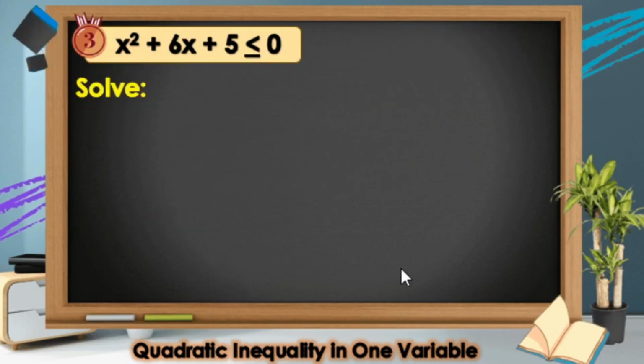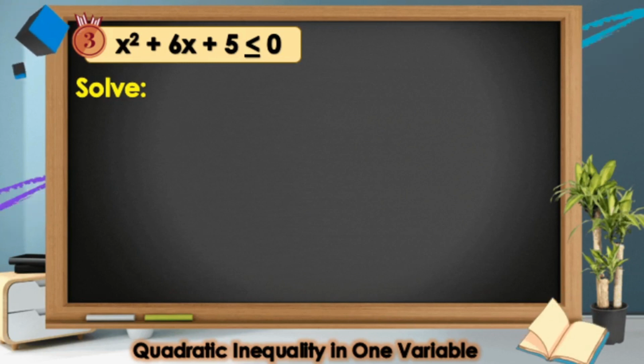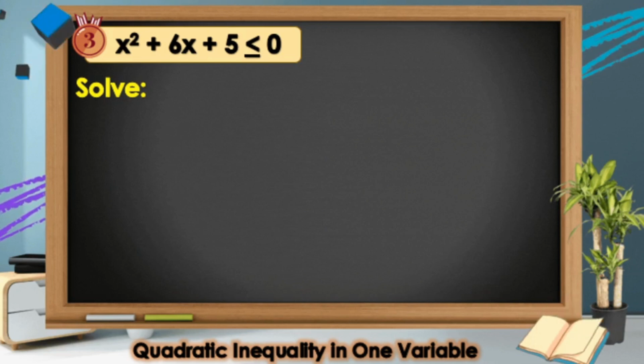So, let's try number 3 example. X squared plus 6x plus 5 is less than or equal to 0. Inulit ko, ang basa dito ay less than or equal. So, tingnan natin ulit yung ating inequality, which is less than or equal.